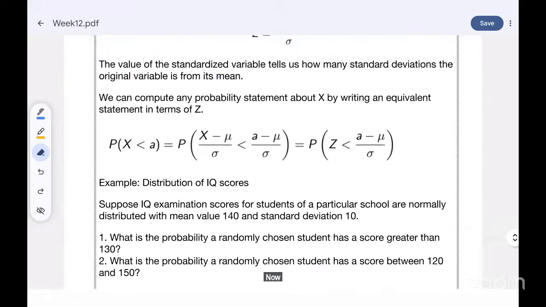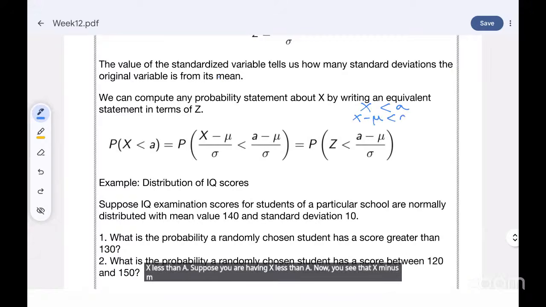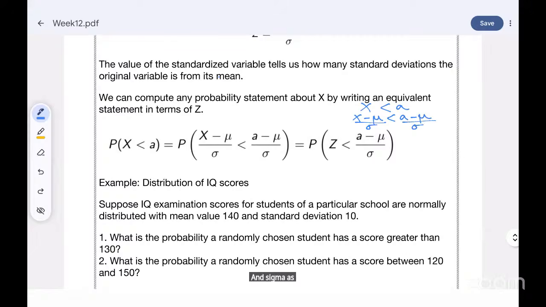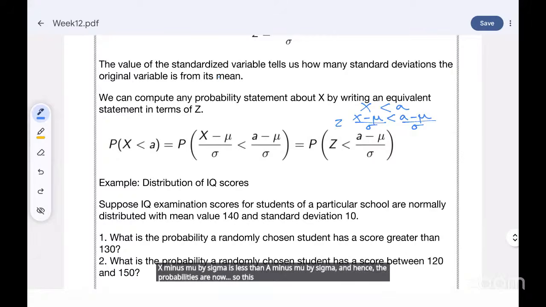Suppose you have X less than A. Now you see that X minus mu is less than A minus mu, and sigma is positive. So (X minus mu) by sigma is less than (A minus mu) by sigma, and hence, this is your Z. So the probability of Z less than (A minus mu) by sigma is the same as the probability of X less than A. These two probabilities are the same.